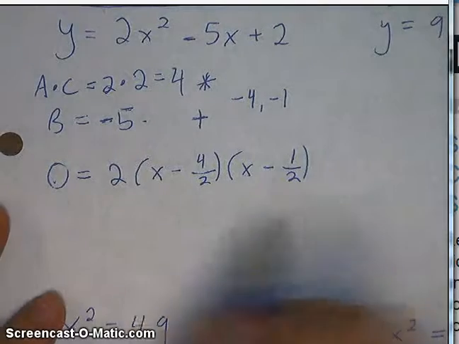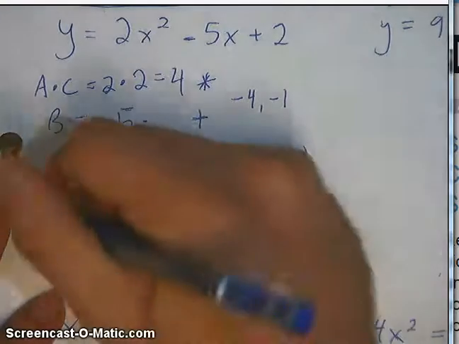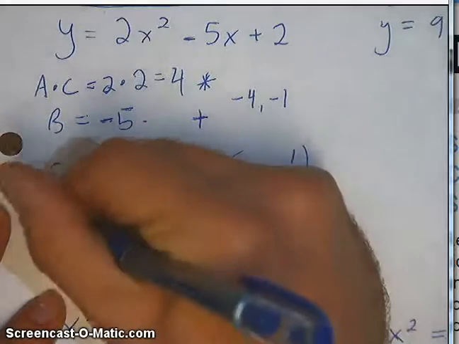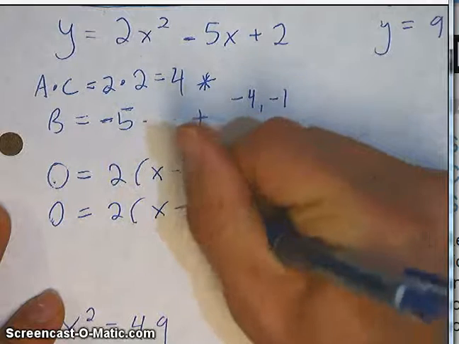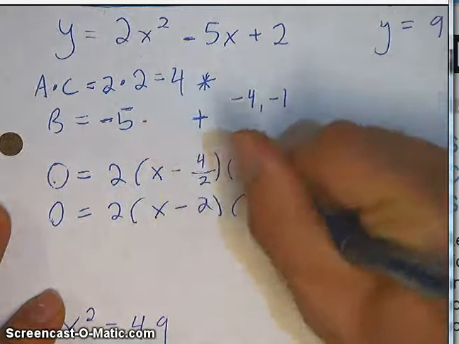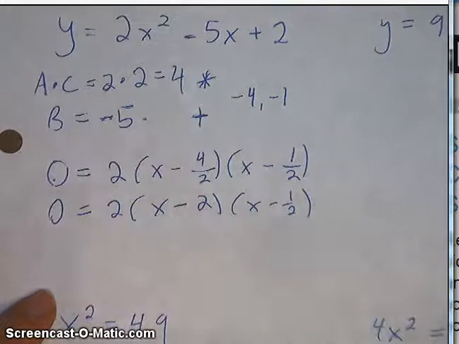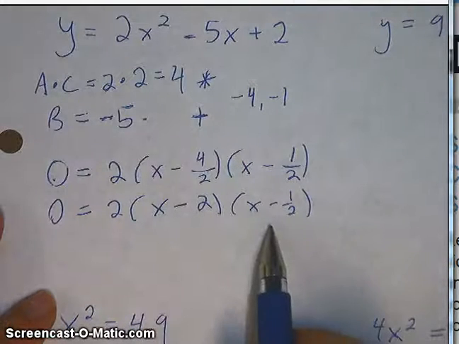Well, hopefully you can see this is in factored form. And I can reduce that fraction a little bit. I can make this 0 equal to 2 times (x minus 2), because 4 over 2 is just 2, and (x minus 1 half). I'm going to take my factors and set them equal to 0.